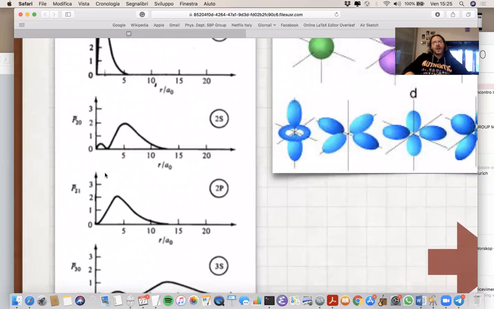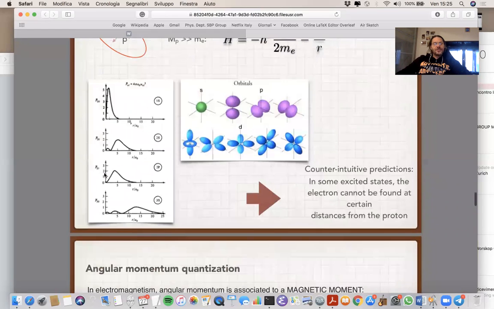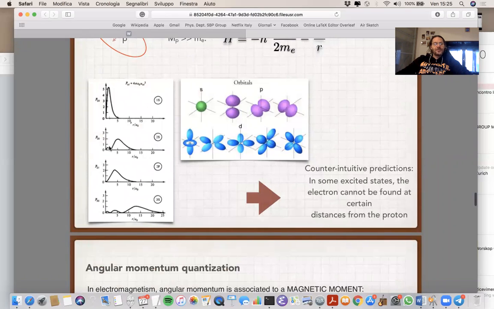So again, just as we did for the square box, there's something interesting here. We find that in the quantum theory of the hydrogen atom, the electron cannot be found at certain distances from the origin. For instance, in a 2s state, the electron will never be found at this distance. In the 3s state, it will not be found at these two distances, because that's where the wave function has a node and the probability has dark spots. So that's how you describe quantization of energy in the hydrogen atom.